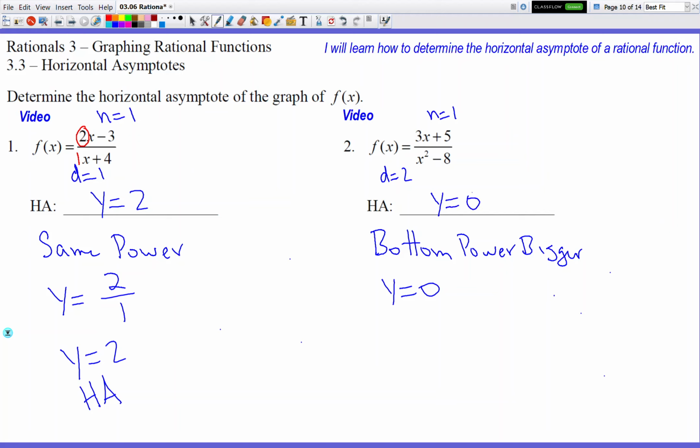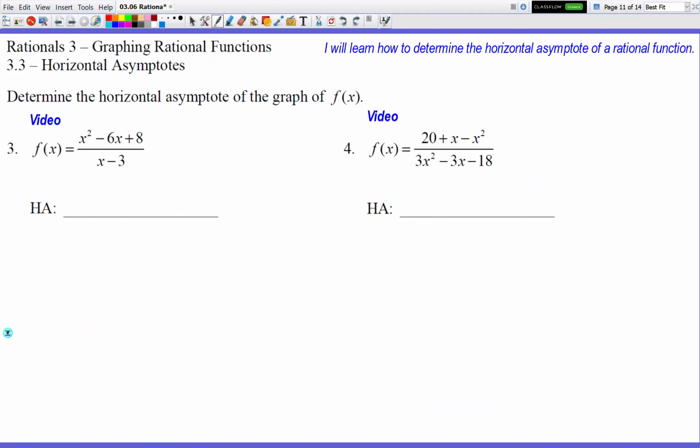So that's why you need to know these categories really well, because whatever category it fits into, you just follow what the corresponding action is. So for same power in problem number 1, you divide coefficients. For bottom power bigger in problem number 2, your horizontal asymptote is y equals 0. Alright, let's look at number 3.